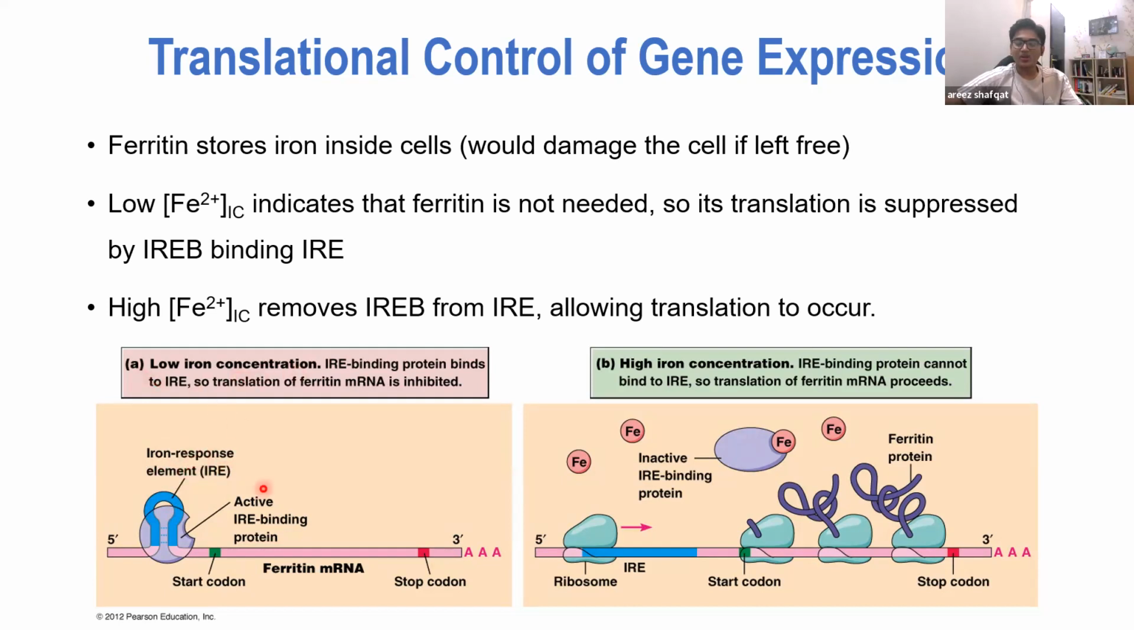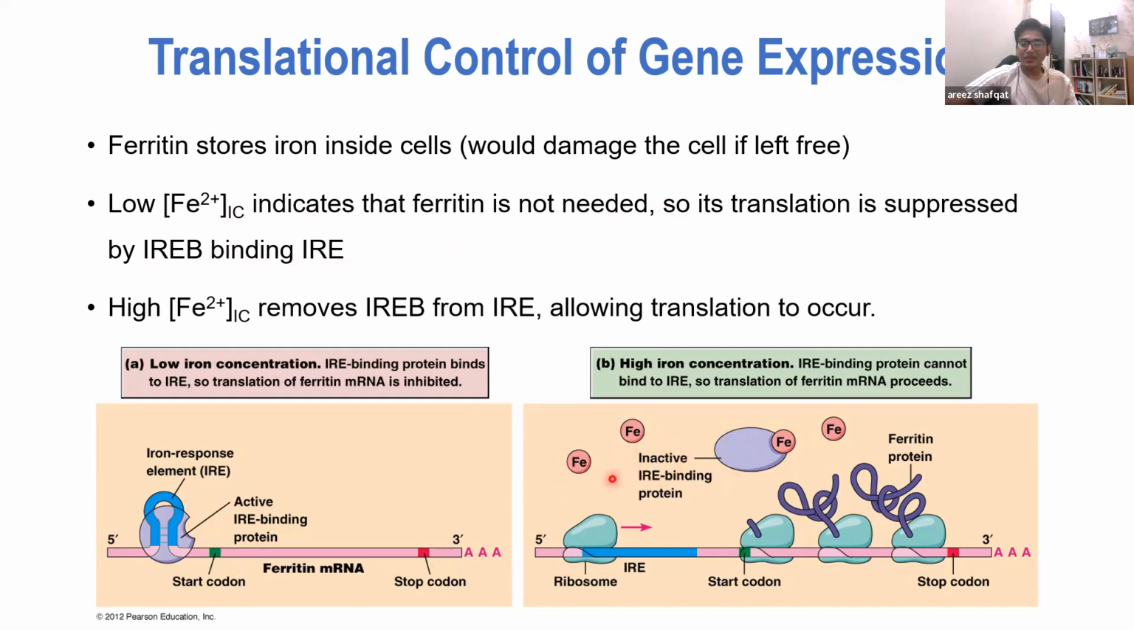When you have low iron, you have no iron in the cell, this IRE is bound to a protein called IREB, IRE binding protein, okay? This IREB, when it binds to IRE, prevents the ribosome from binding to the mRNA. Hence, it stops translation, okay? So low iron equals IREB binding to IRE. That prevents the ribosome from translating. That prevents ferritin production, which is what I've said here. Low intracellular iron concentration indicates that ferritin is not needed. So its translation is suppressed by IREB binding IRE.